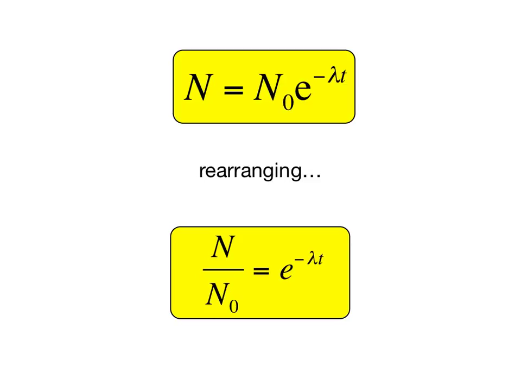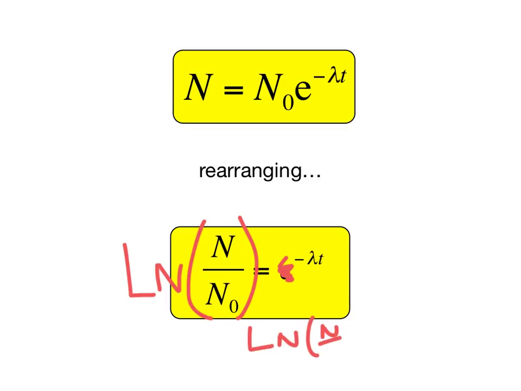In case anyone has forgotten how to solve for lambda or t in this bottom equation, keep in mind that what we're looking at here is an exponential function. So if we take the natural logarithm of both sides of this equation, we end up with this relationship. The natural log of N divided by N0 is equal to negative lambda t. Don't forget the negative sign.